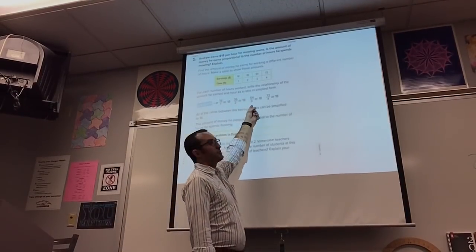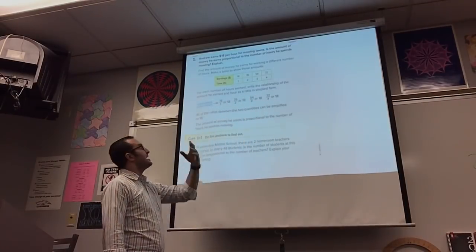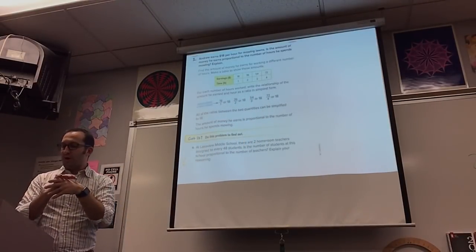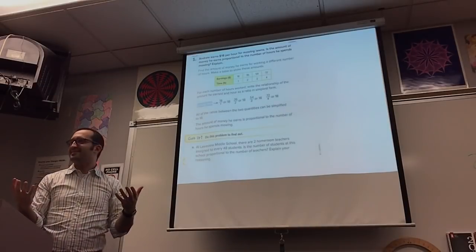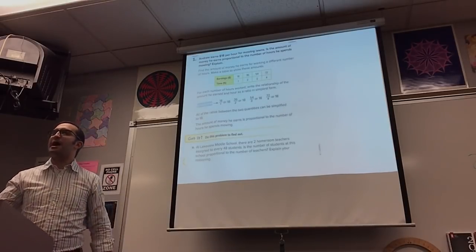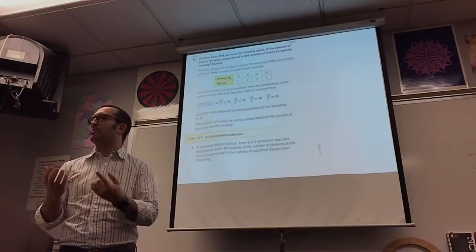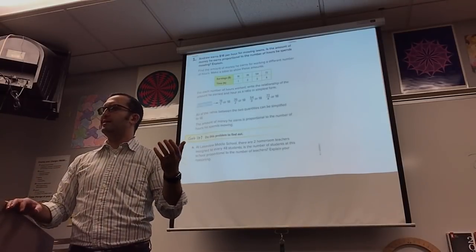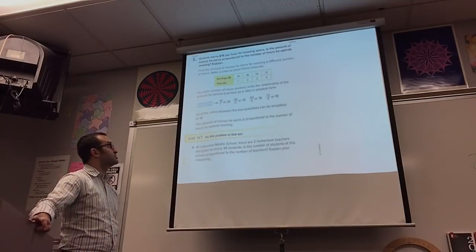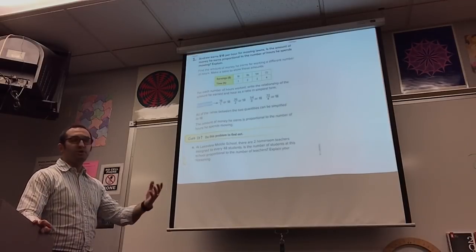Is $54 over 3 the same? Yes, and that's because what's he getting paid? 18 per hour. So what would we call that number? That number is his unit rate. We're going to call that the constant of proportionality, or the unit rate.